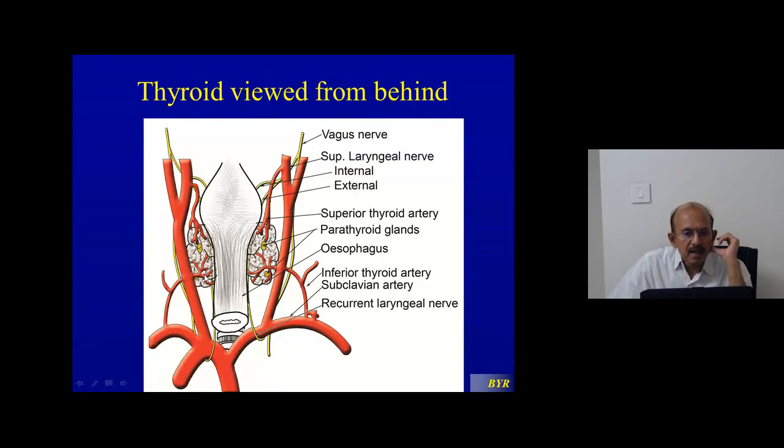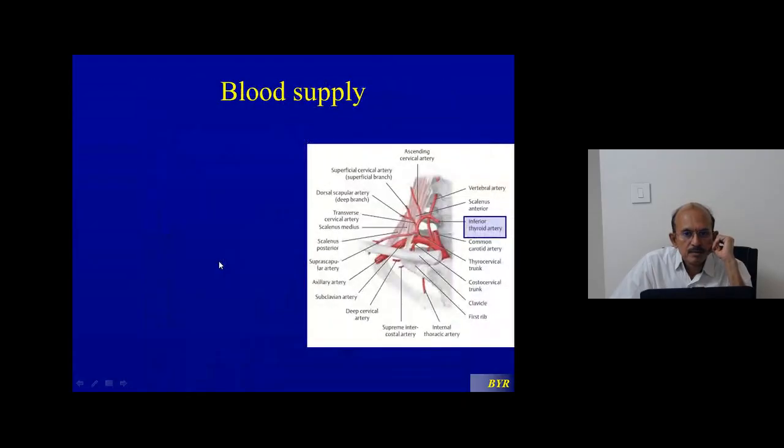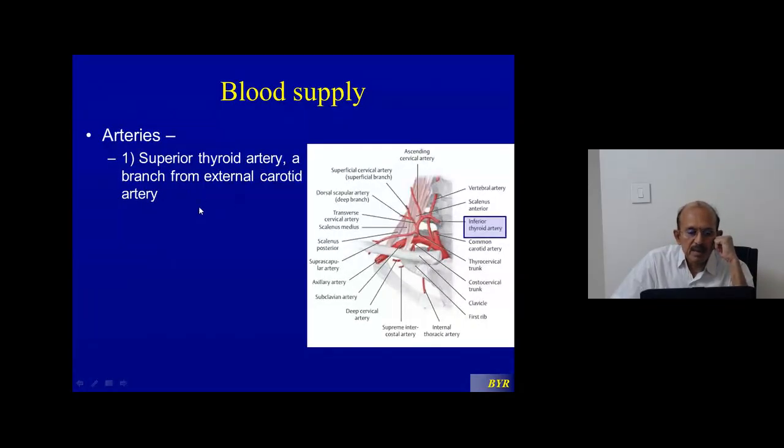The artery to the parathyroid gland comes from this inferior thyroid artery. Sometimes it comes from an anastomosing vessel between the superior and inferior thyroid arteries. These branches communicate, so from this communicating branch, a branch will come and supply the parathyroid glands. So this is the subclavian artery, this is the thyrocervical trunk, and this is the inferior thyroid artery. The superior thyroid artery is a branch from the external carotid artery.